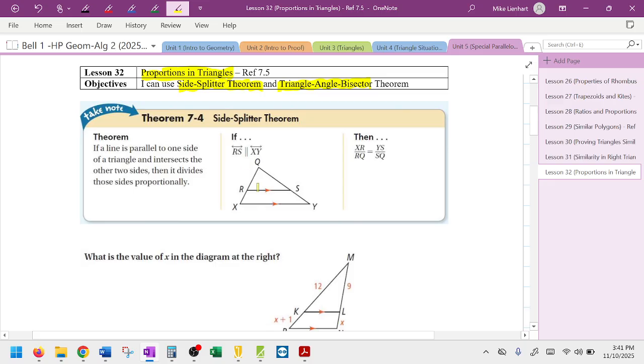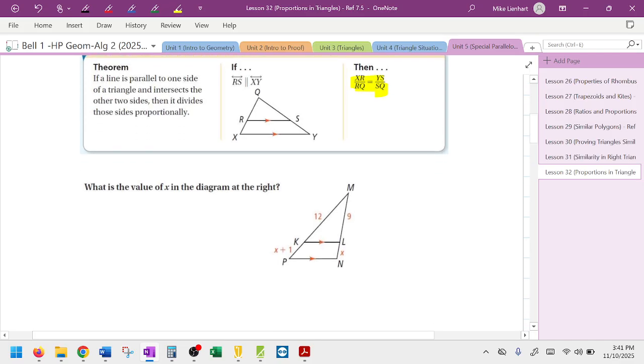Side splitter says if you have a triangle and a small triangle inside of it, in other words, two of the sides are parallel to each other in these two triangles, then what it does to the other two sides of the triangle is it splits them up proportionally. So I know that this side compared to its partner on that side, how it gets split is equal to the same ratio of sides on the other side. And that's how they come up with this ratio.